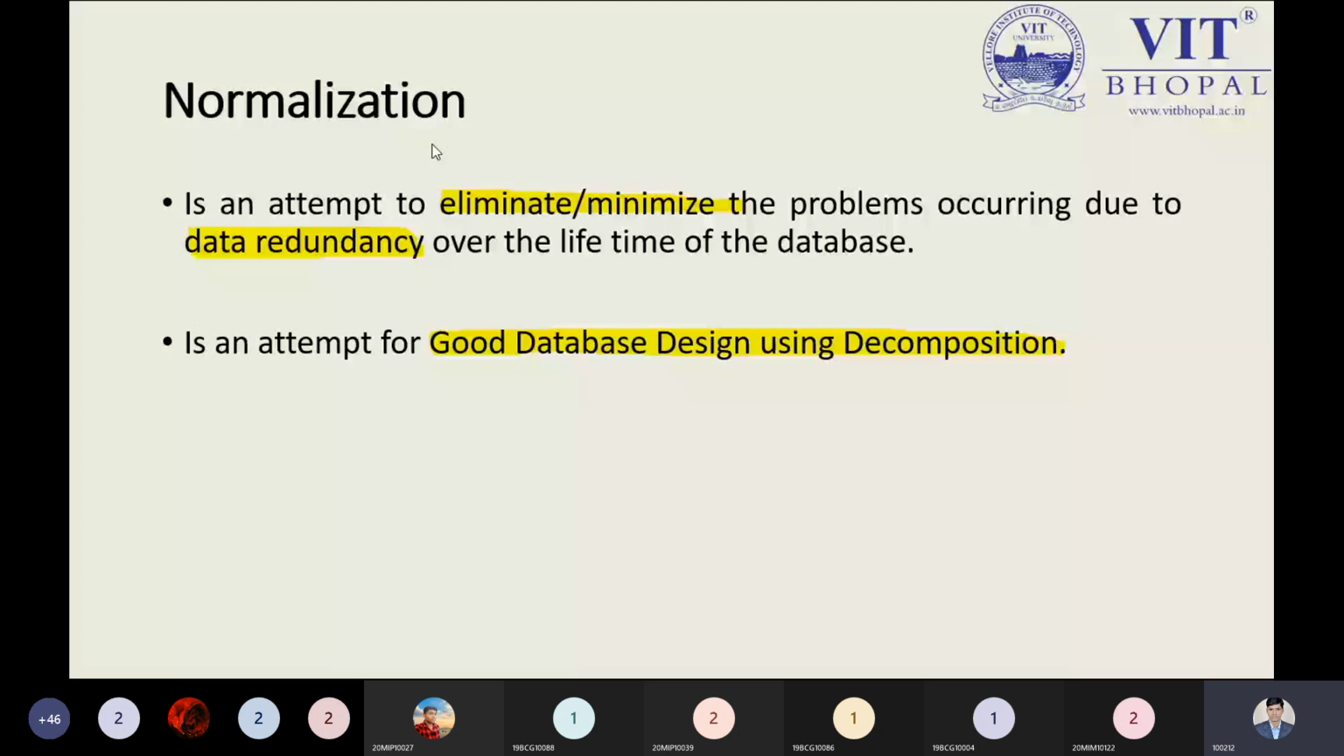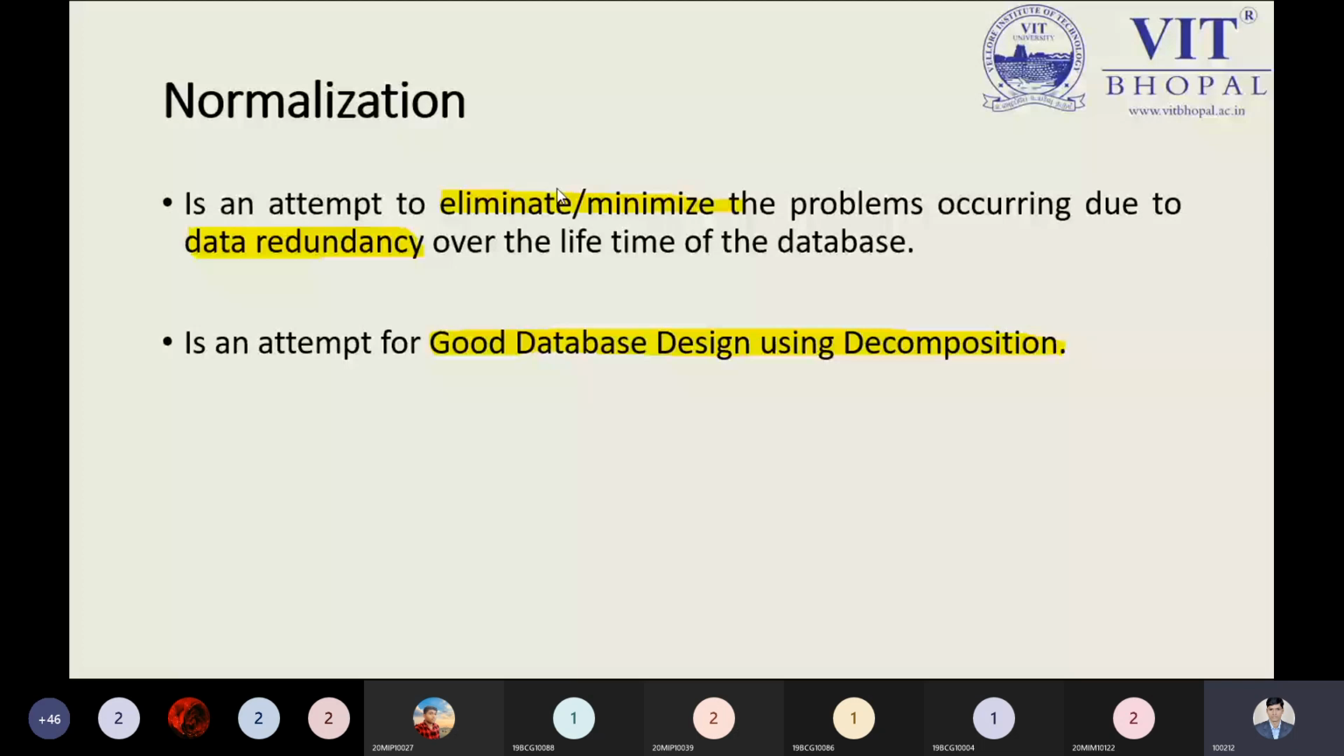So decomposition we have to apply, and here we have to understand that lossless decomposition should be followed. After decomposition, if we try to compose all the tuples or all the columns, or try to merge them, definitely our information should not be lost. If it is lost, then we are following lossy decomposition. That should not happen. So we must have lossless decomposition, and this part we already discussed.